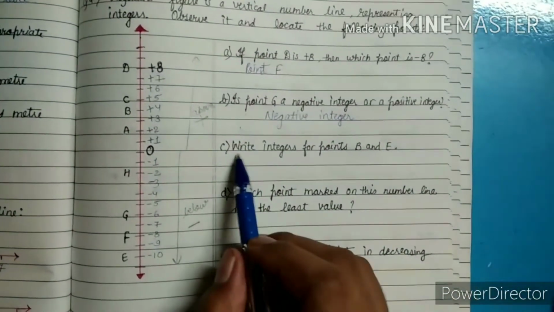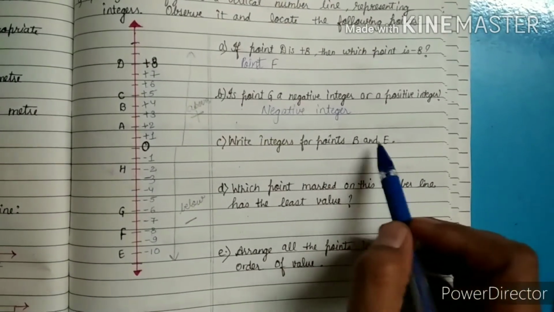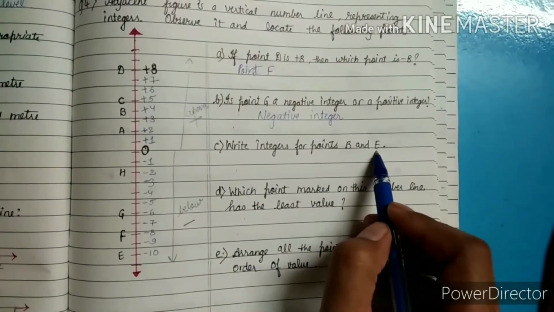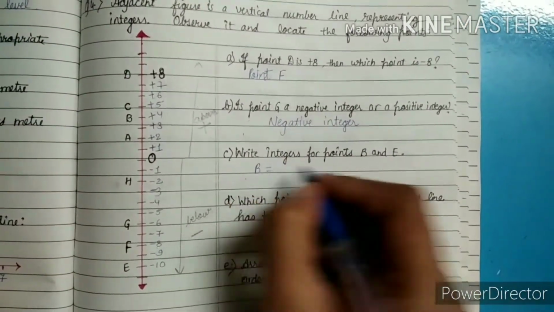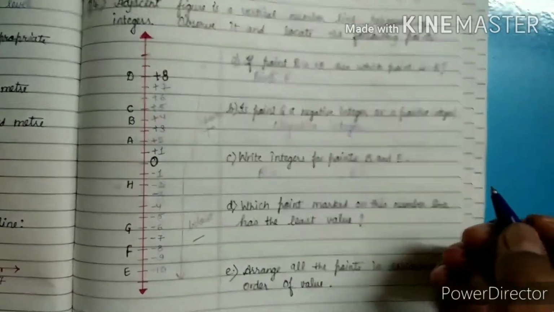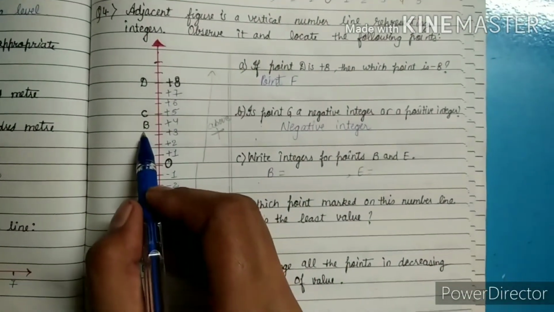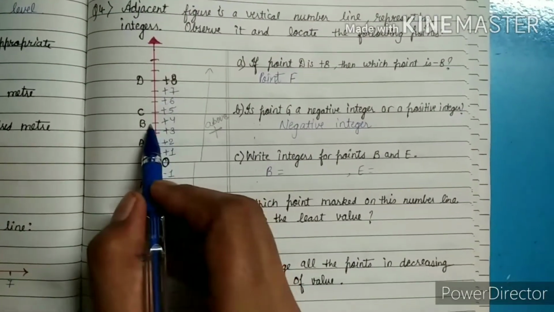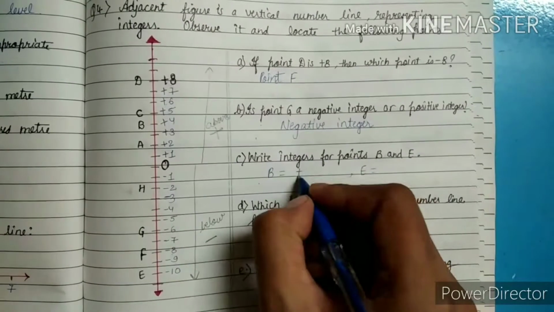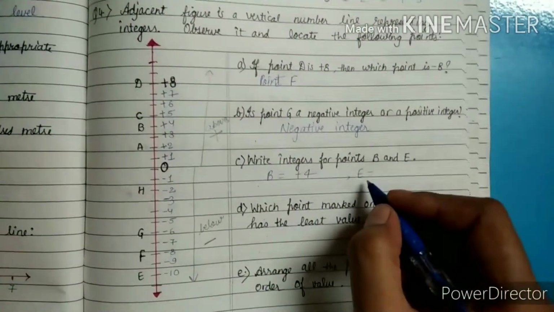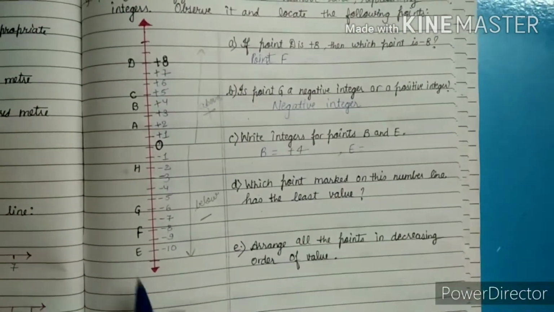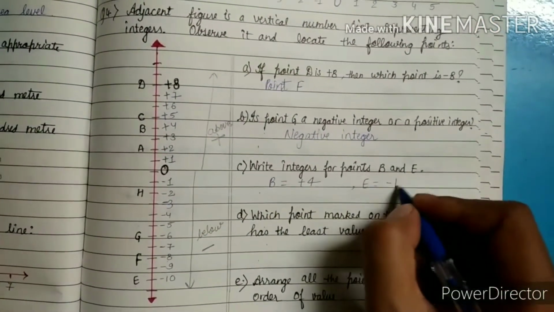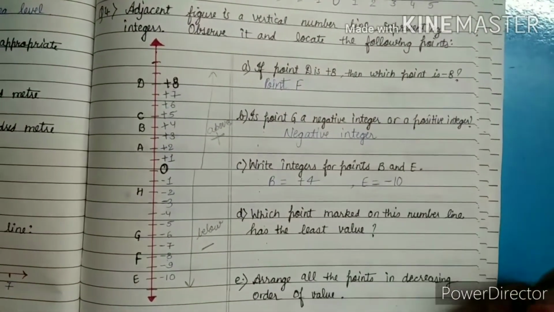Write the right integer for points B and E. So B equals what, and E equals what? Have you seen B? Yes, here is B, and just in front of B, which integer is there? +4. So here +4 will come. Have you seen E? Yes, E is here, and in front of E you can find -10. So here -10 will come.